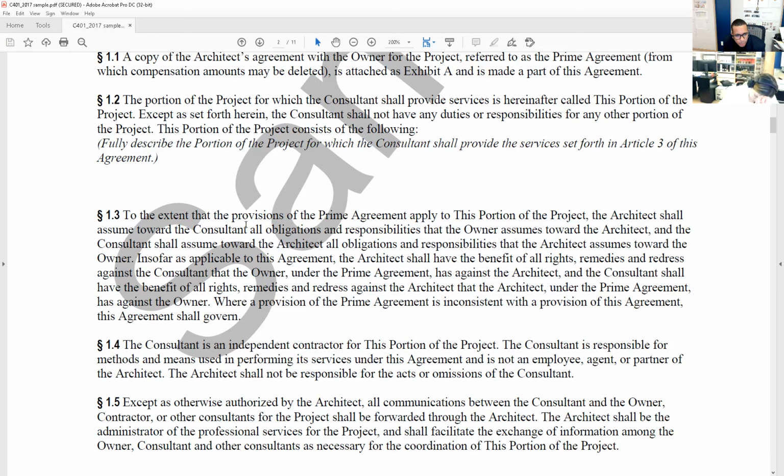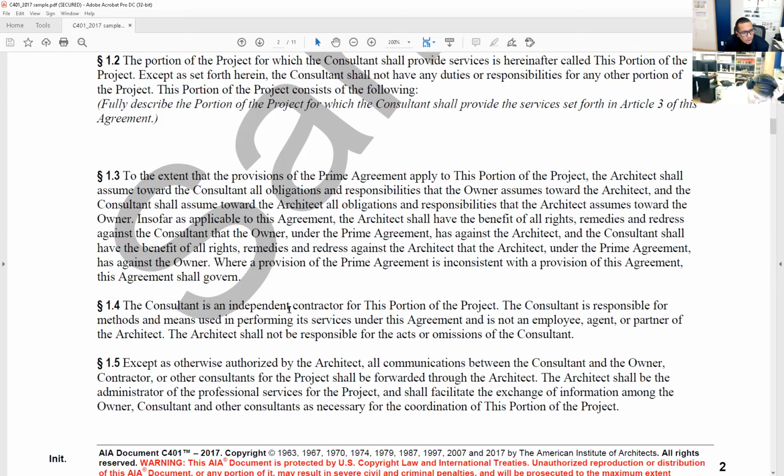This Article 1.3 is really saying that whatever the consultant has to do to the owner, the owner has to do to the consultant. So it's almost mirroring the responsibilities, matching the rewards and risks from one to the other.